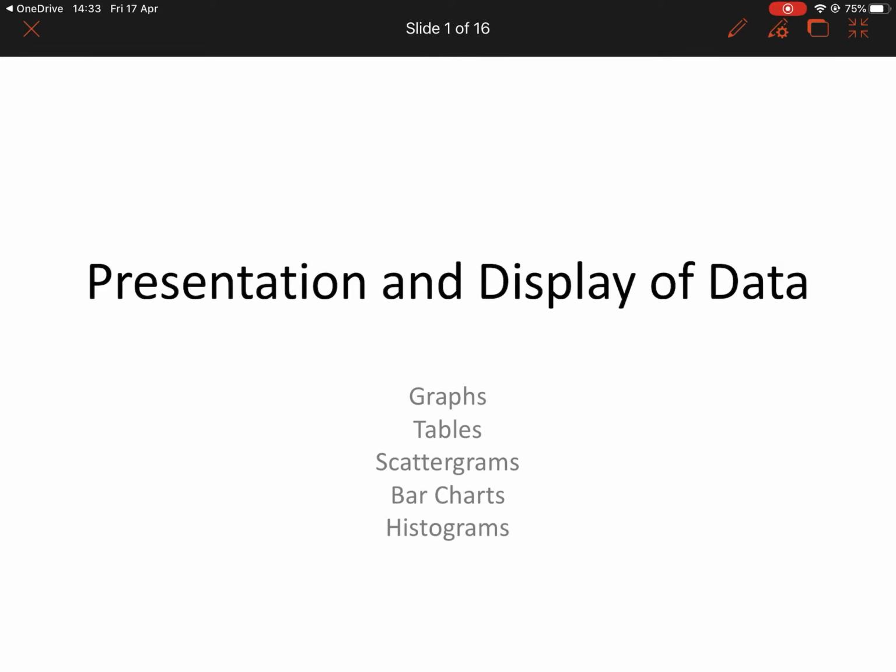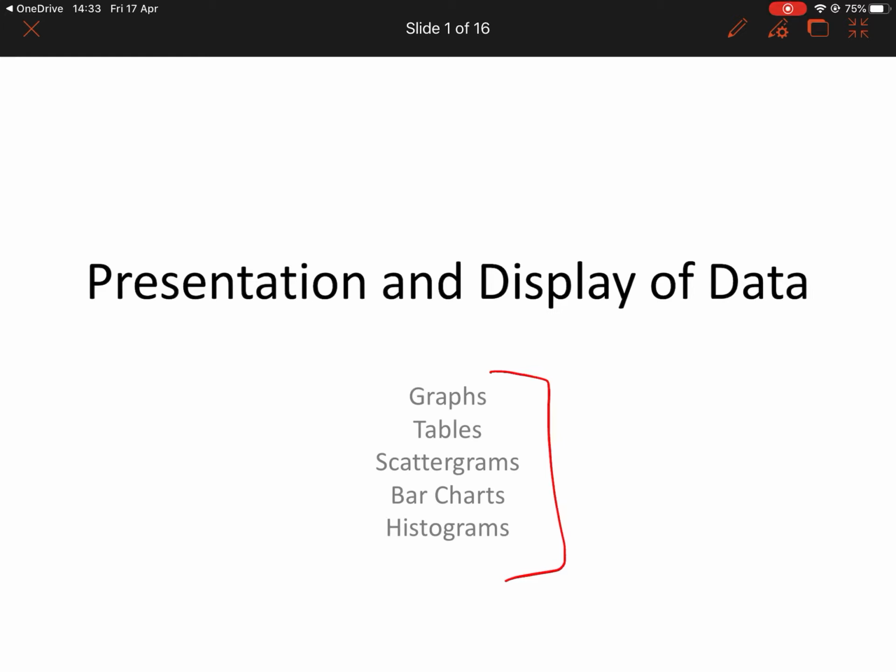This video is looking at the presentation and display of data, which is important for psychologists because they want to be able to accurately communicate the findings of their research to other psychologists and to others interested who might be reading their articles. The different types of graphical displays that a psychologist might choose to use include graphs, tables, scattergrams, bar charts, and histograms, amongst others.